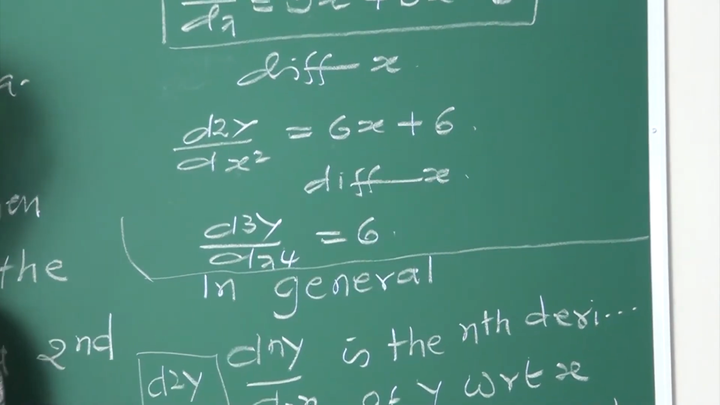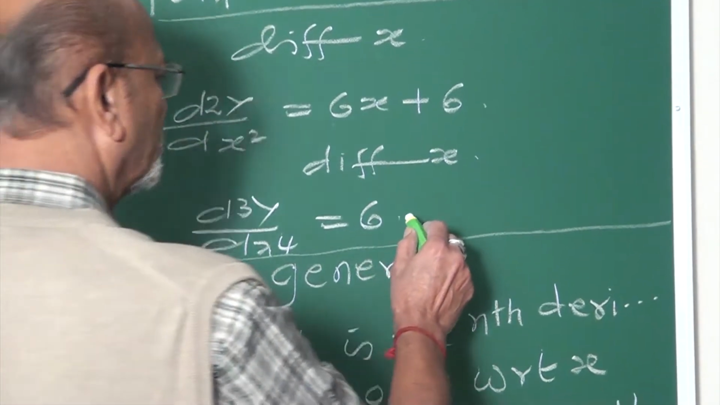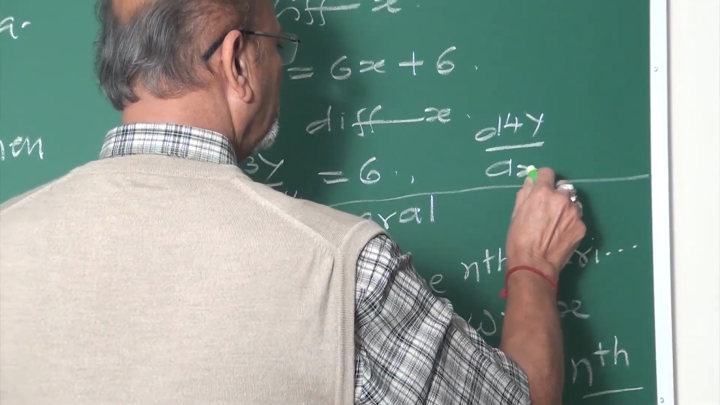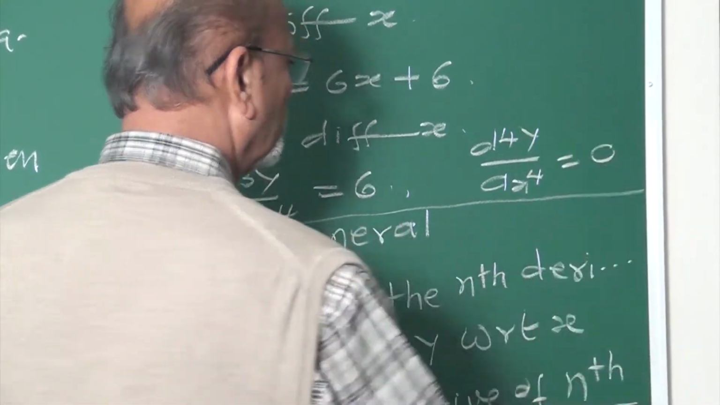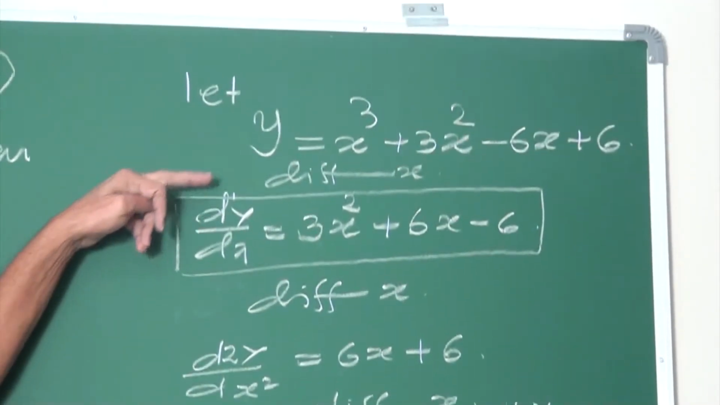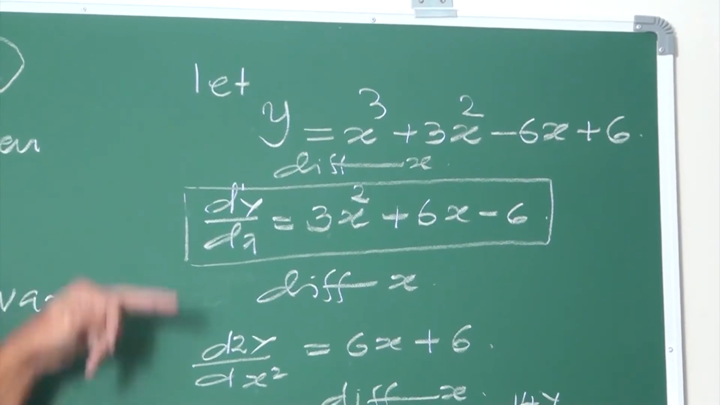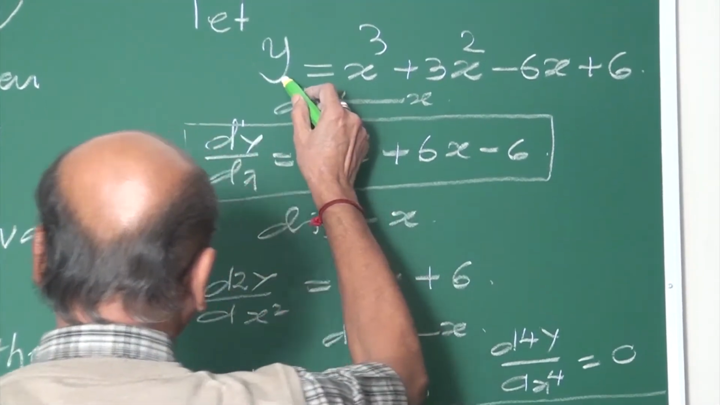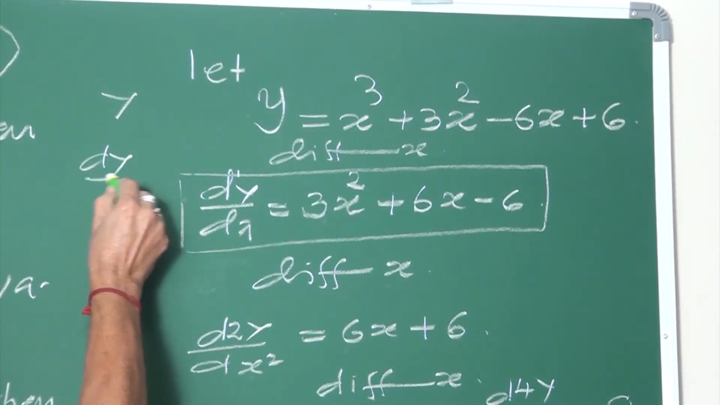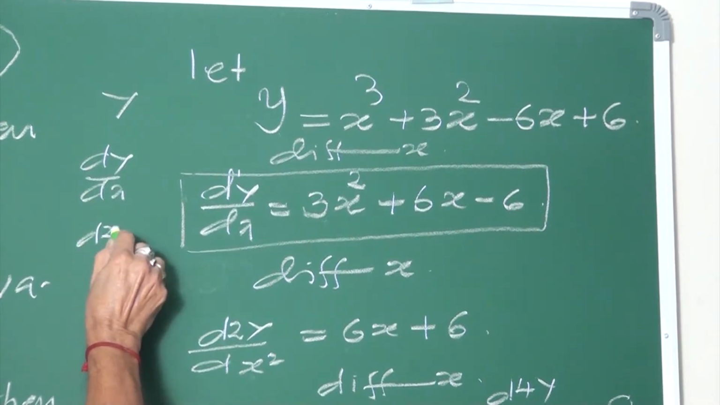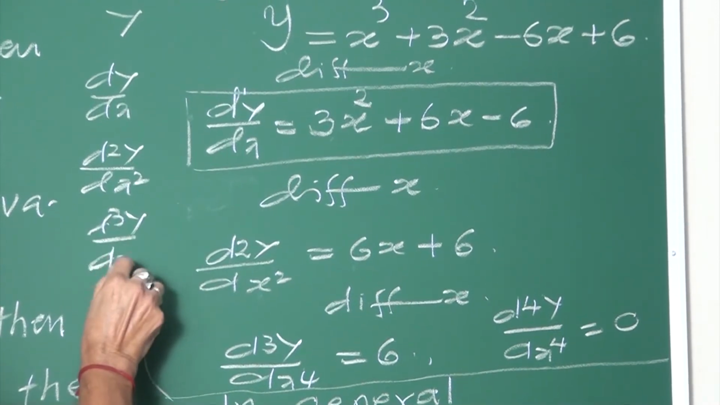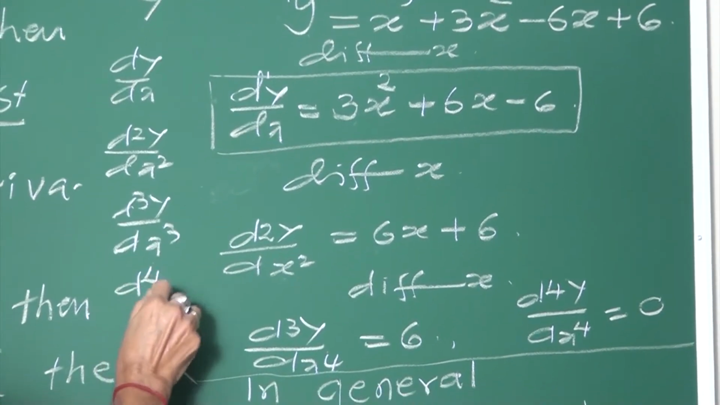Again, you know the derivative of constant is 0. Further, if you differentiate again, d4y by dx4 is 0. Derivative of constant is 0. See, my friends, the wonder: y, then first derivative dy by dx. This is y, the function, this is the first derivative. What is next? The second derivative. Next, the third derivative. Next, the fourth derivative.